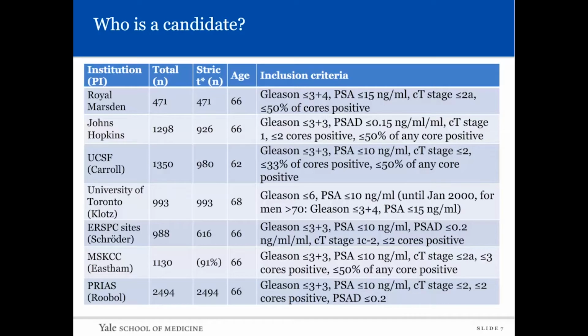Who is a candidate? There are many surveillance protocols that are published. The details are probably less important. Some classifications have more restrictive criteria, patients only with Gleason 3+3, low volume, low PSA density. I think the Hopkins criteria is probably most illustrative of that. And if you look at other series, including Toronto, they do include patients with slightly higher PSAs, some patients with Gleason 3+4 low volume tumors.